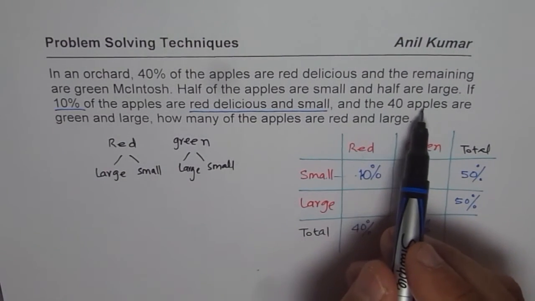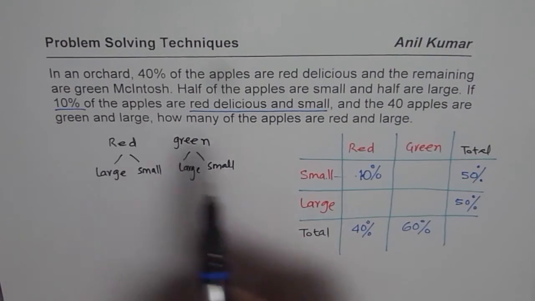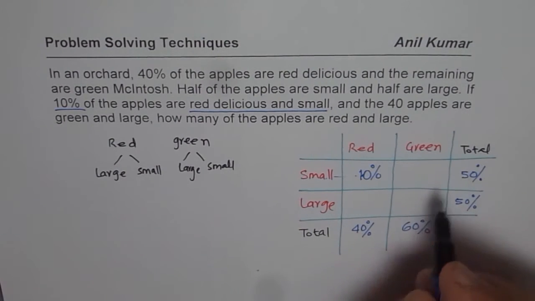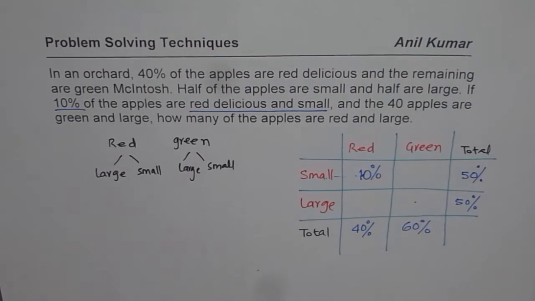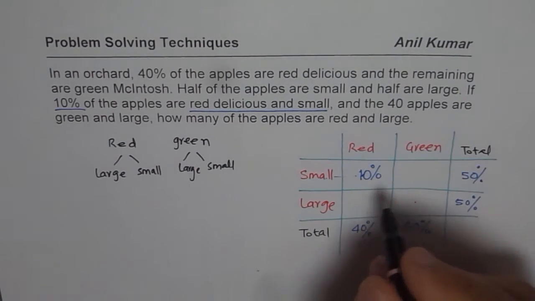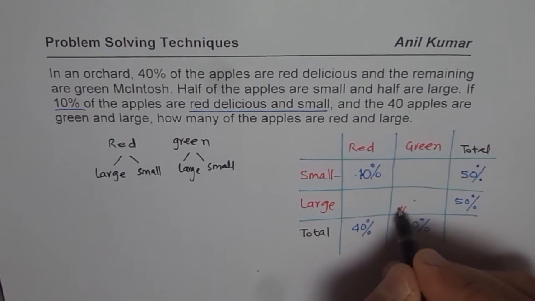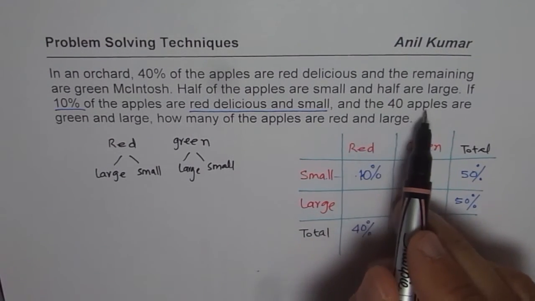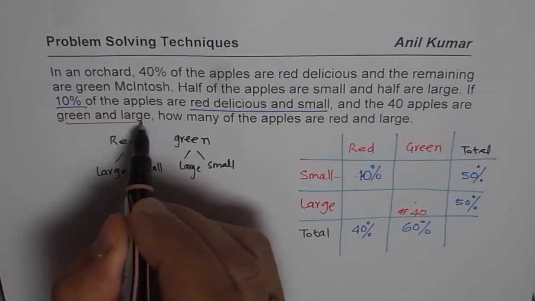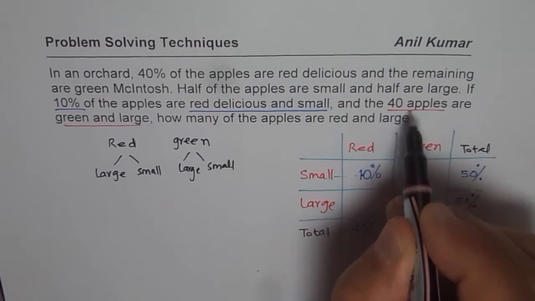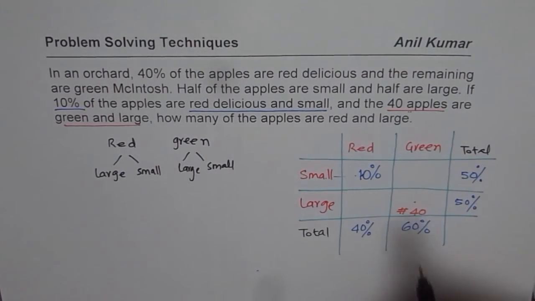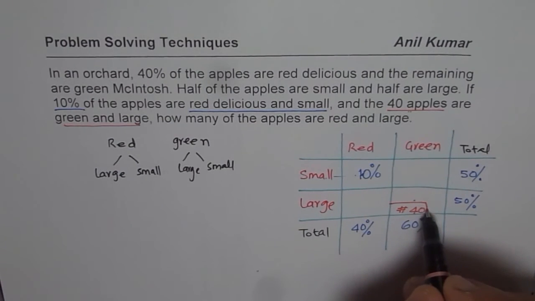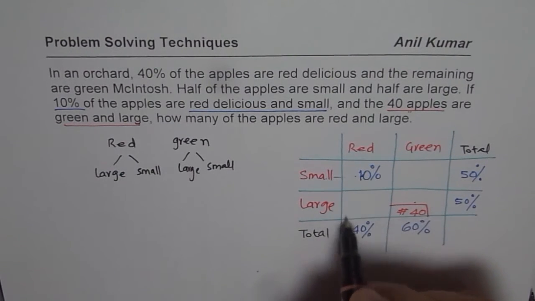And 40 apples are green and large. Apples green and large, we are not given percent, but in this particular case we are given a number. So let's not confuse ourselves. We'll just write the number 40 here for the time being. 40 apples are green and large, but this is not in percent, it's a quantity in numbers. Therefore I'm writing it in numbers, but you should not confuse it with the percent.